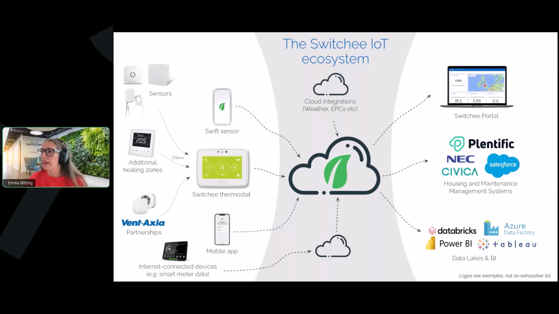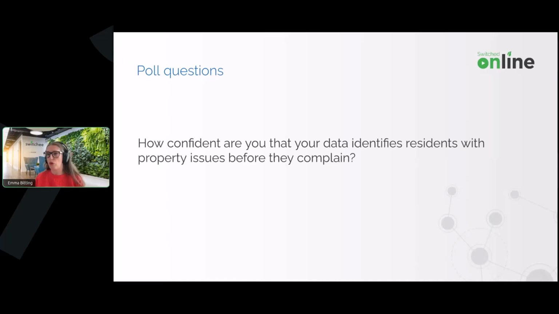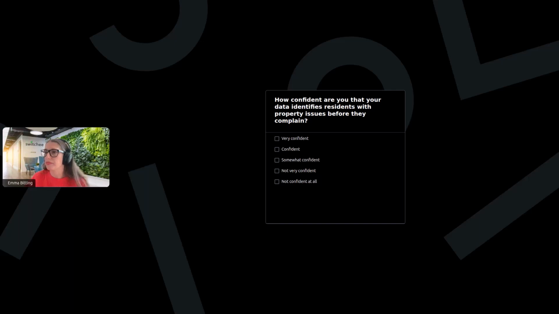Right, let's carry on. So we've got a poll here, so I'd appreciate you contributing here. So the question is, how confident are you that your data identifies residents with property issues before they complain? So the options are very confident, confident, somewhat confident, not very confident, and not confident at all.